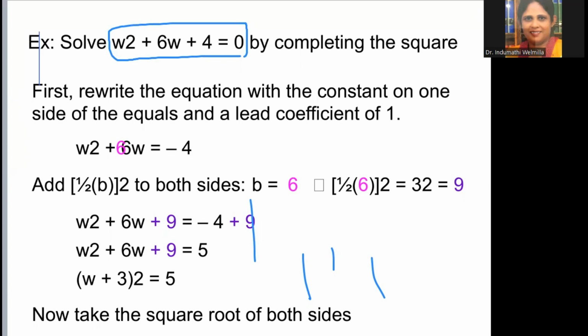The given equation is W... something wrong here. Why?